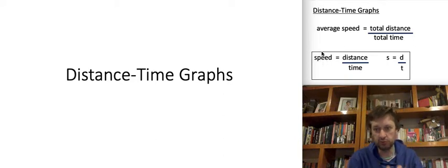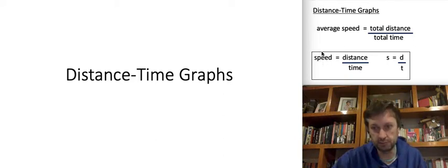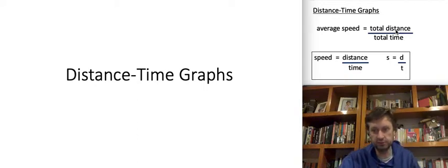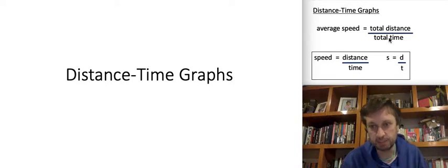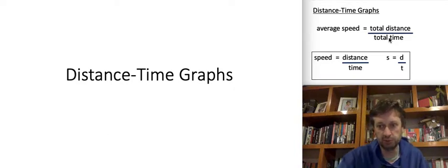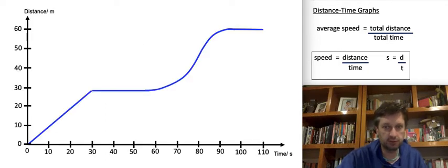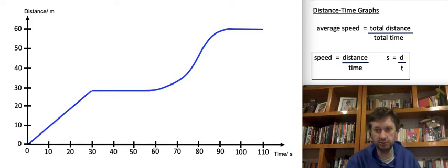And the second is we can look at individual speeds, which is given by the distance divided by the time. We use the SI units for all of these formulas. Distance is measured in meters, time is measured in seconds. So therefore, speed is measured in meters divided by seconds, which is the meter per second. Per means divided by.